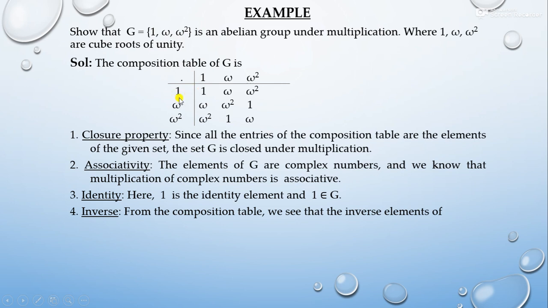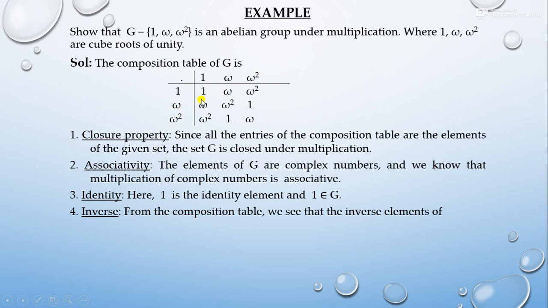So come to the first point, 1. See here in this table, when we multiply 1 by 1, we get 1. It means that 1 is the inverse of 1. Second one, omega. When we get the 1 here, it means that when we multiply omega by omega square, we get the identity 1. It means that omega inverse is omega square.